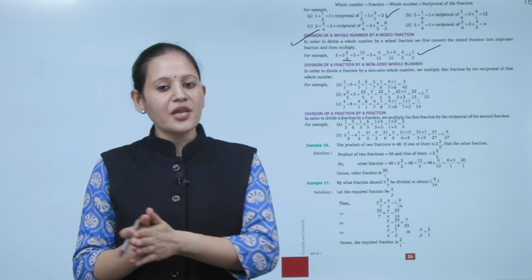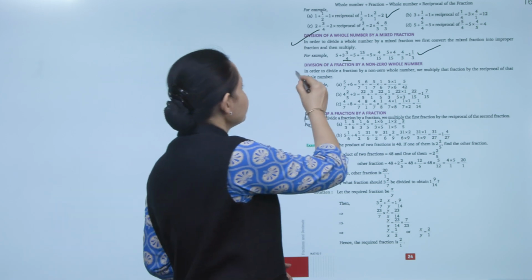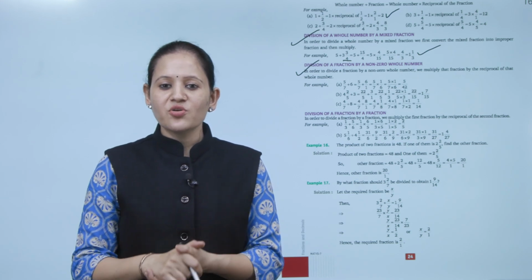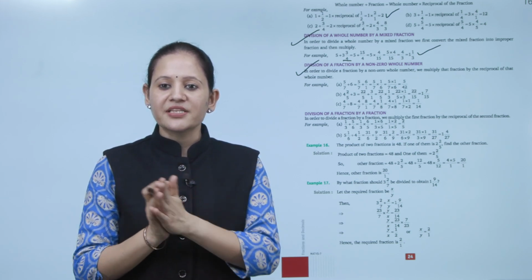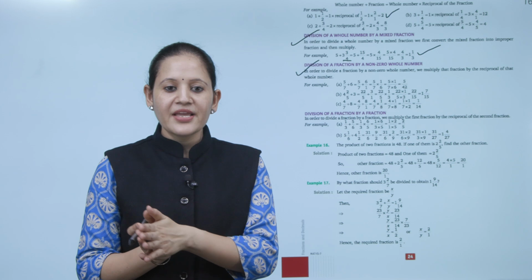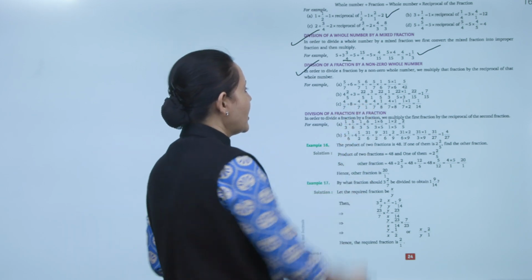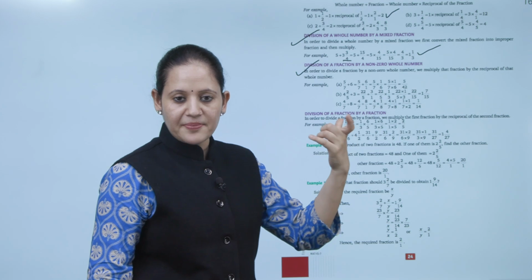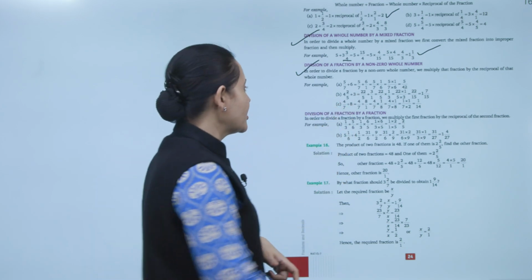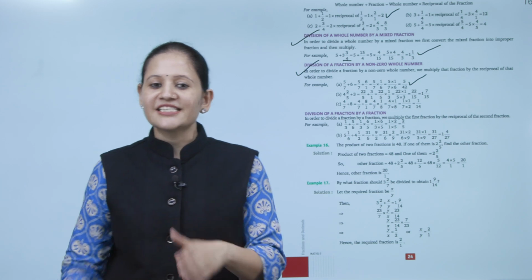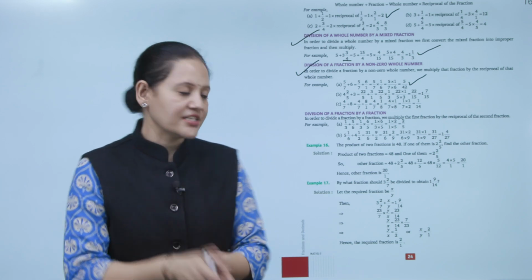Next is division of a fraction by a whole number. In order to divide a fraction by a non-zero whole number, we multiply the fraction by the reciprocal of the whole number. 5 by 7 divided by 6. So 5 by 7 and the reciprocal of 6. So we will multiply, that is 1 by 6. So that is equal to 5 upon 42. Clear? Next is division of a fraction by a fraction.